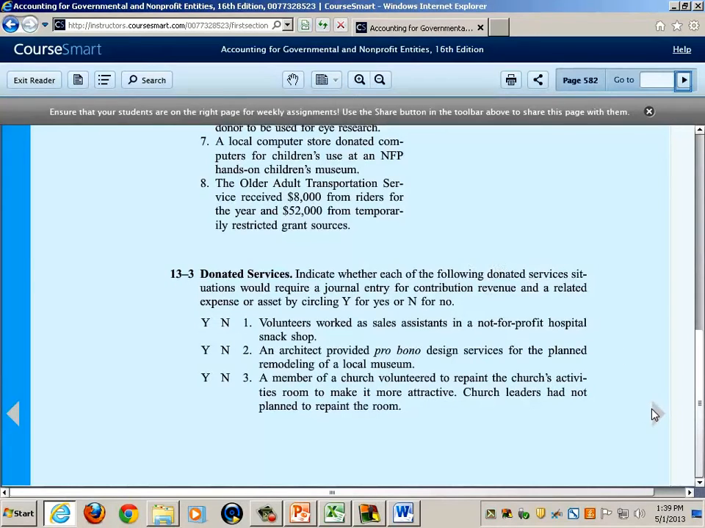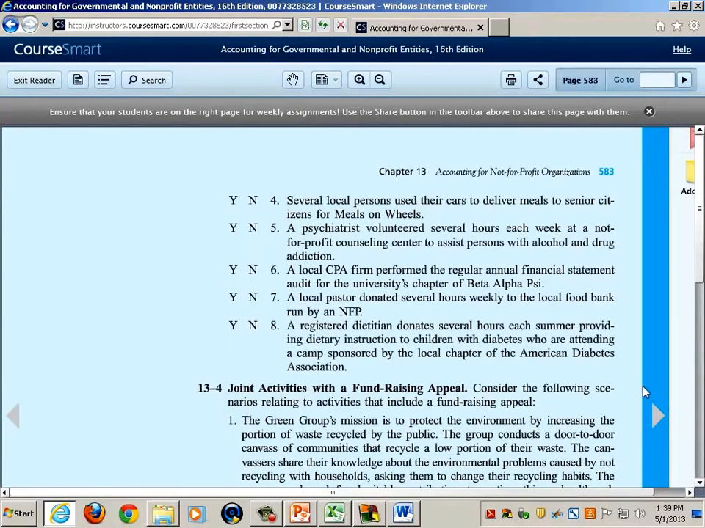Let's go to the next one. Several local persons use their cars to deliver meals to senior citizens for Meals on Wheels. What do you think? Yes or no? No. Number 5, a psychiatrist volunteered several hours each week. What do you think? Yes. Number 6, local CPA firm. Definitely yes. Right? Number 7. Okay, no.